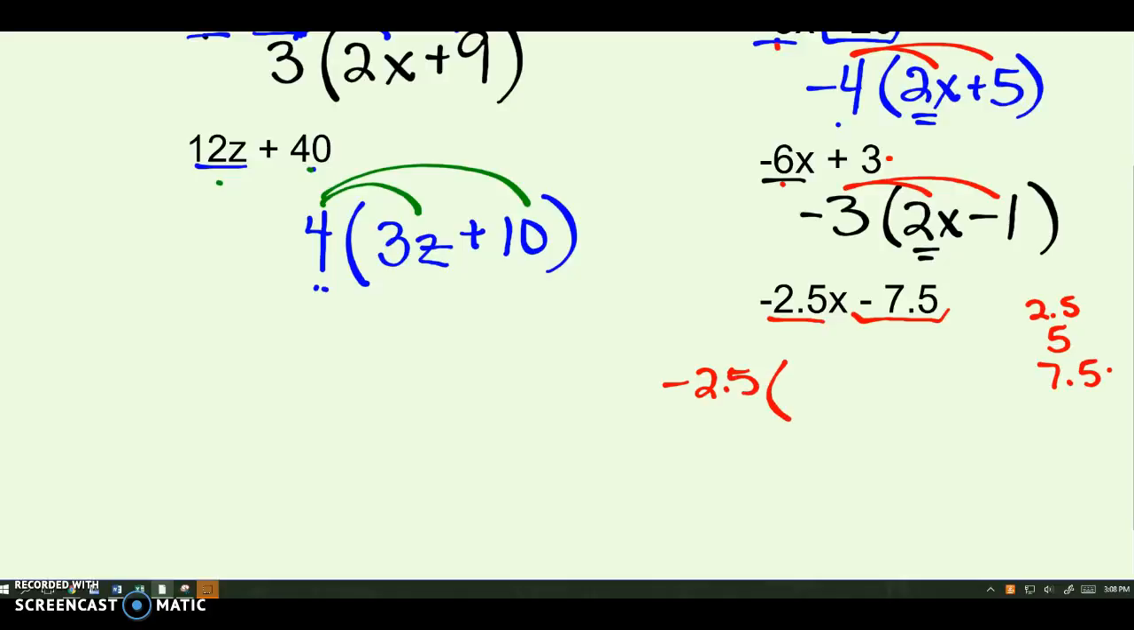Then see what's left. Well, negative 2.5x right here divided by negative 2.5 is just the x. And then negative 7.5 divided by negative 2.5 is going to be positive 3. Let's check it. Negative 2.5 times x, yep. And negative 2.5 times 3 is negative 7.5.